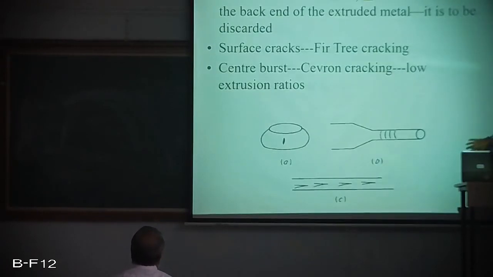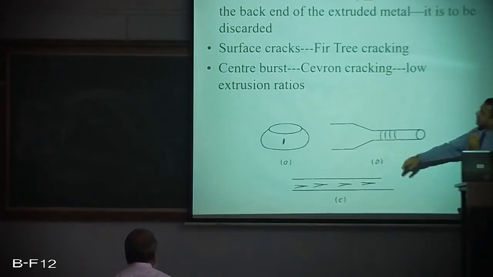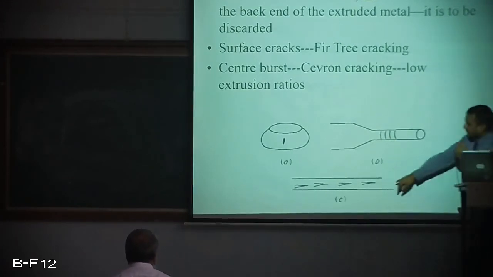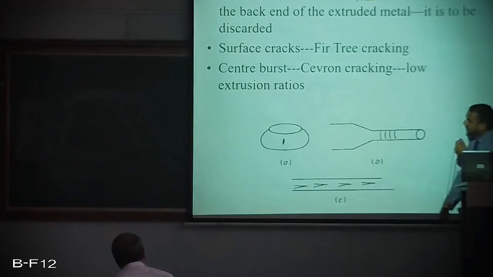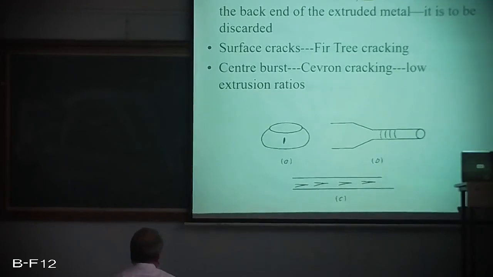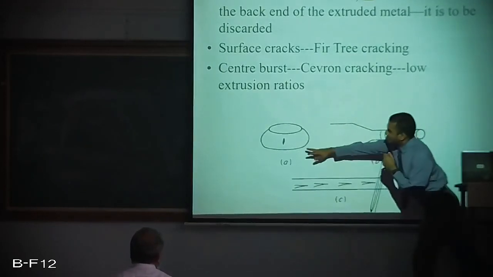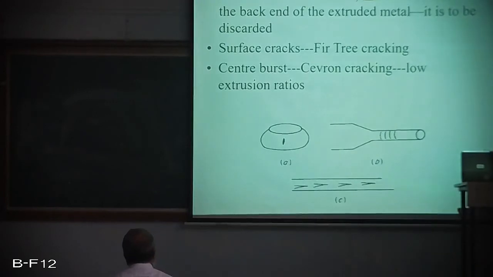So sometimes an axial hole or funnel is created at the back end of the extruded metal. This has to be discarded. There might be some surface cracks, just like this over here. You can see this is called fir tree cracking. And center burst, this is the center burst you can see over here. This is due to low extrusion ratios.